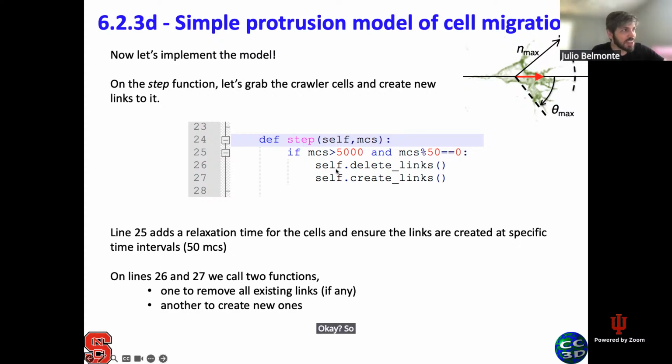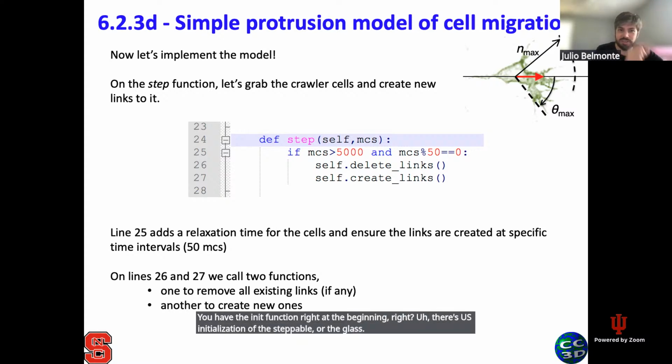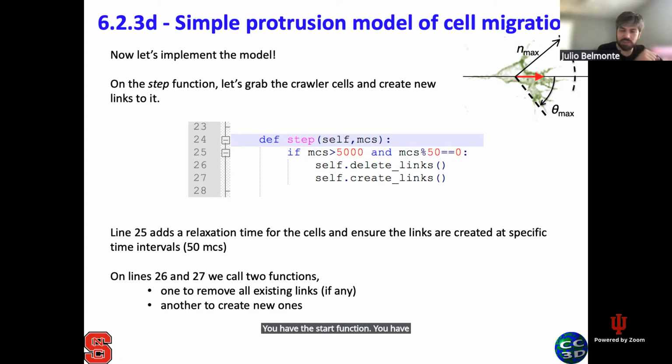So when you get a Steppable, you have 5 types of functions that are automatically created. You have the init function right at the beginning, which is just initialization of the Steppable or the class. You have the start function, the step function, the on-stop function, and the finish function. Do you recognize all those 5? I hope so. They are always there, and there's a little bit of explanation on the top, saying when each one of them is used.